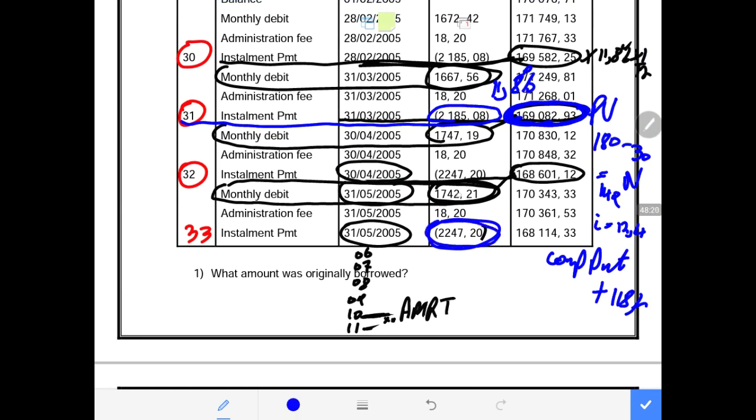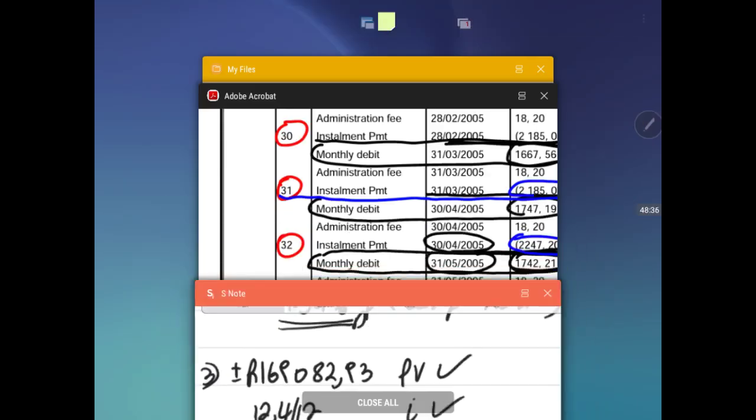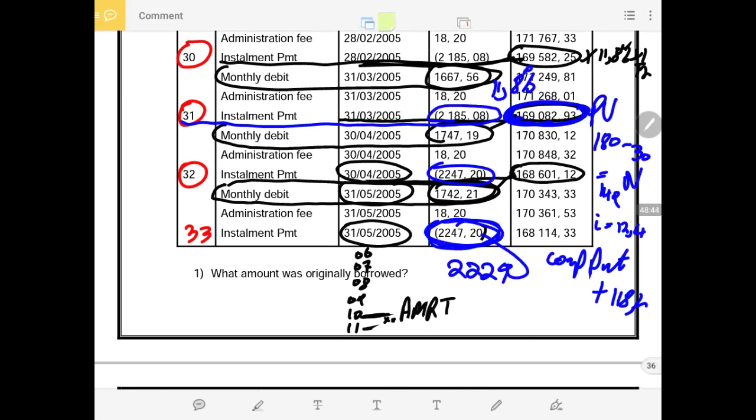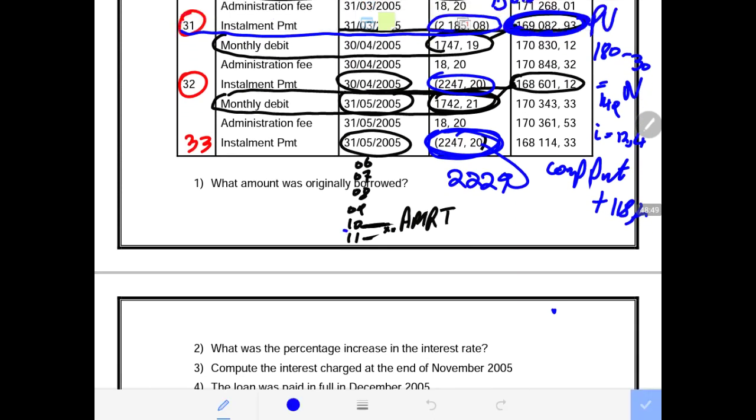Now this PMT should be the same PMT in the new repayment period. They're exactly the same PMT. After we added our admin fee, we get the same PMT, meaning the PMT without admin fee is 2,229, but we need it with the admin fee so that it becomes this PMT. Now don't clear your screen. Remember, why we don't clear our screen is because we want to calculate the balance after the seventh payment in the new annuity has been paid.